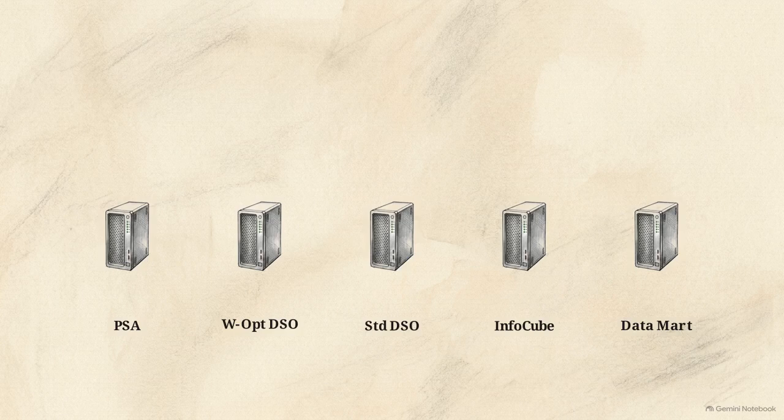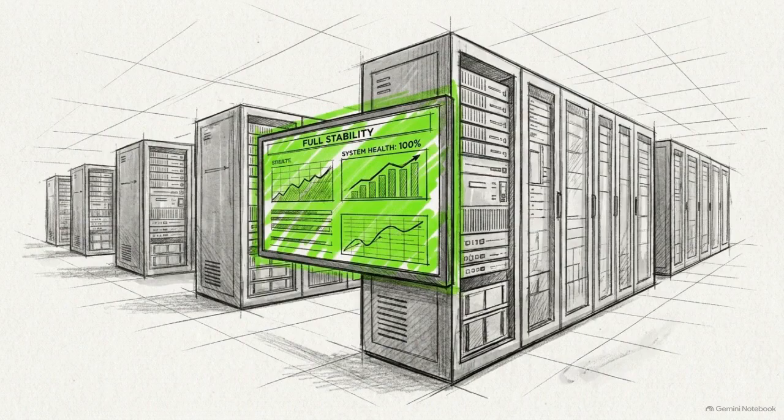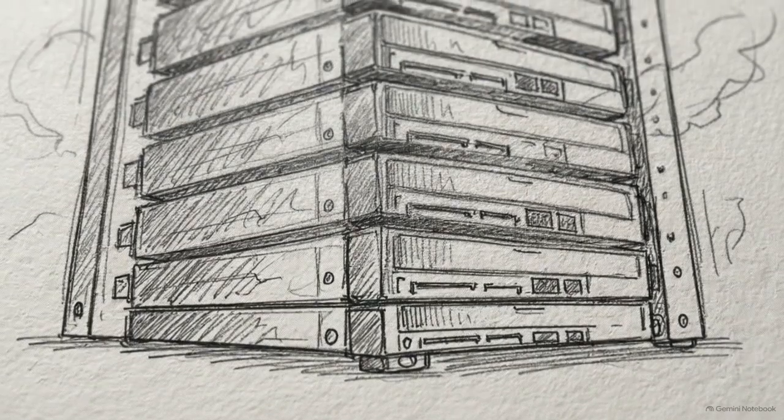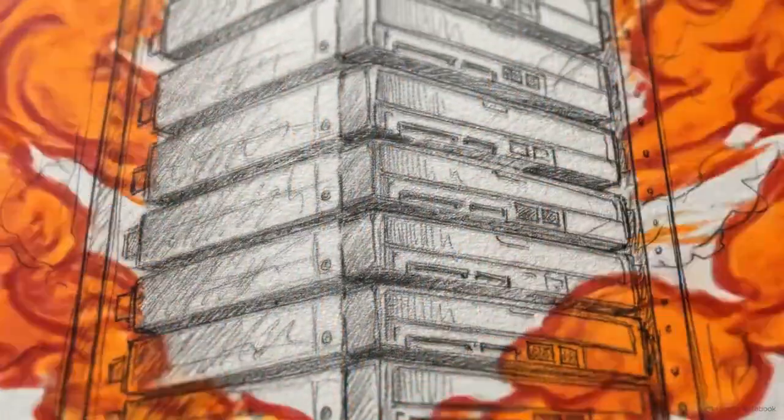Raw data entered the PSA, was copied to a write-optimized data store object for rapid insertion, copied again to a standard DSO to manage delta changes, and finally aggregated into an info cube for reporting. Strict LSA compliance required organizations to physically store the exact same data across 4 to 6 different layers. The hardware storage footprint ballooned, and data latency increased with every sequential hop. The layered scalable architecture achieved the operational stability and governance large corporations needed, but it did so at the cost of extreme physical data duplication, pushing disk-based storage hardware to its absolute limit.